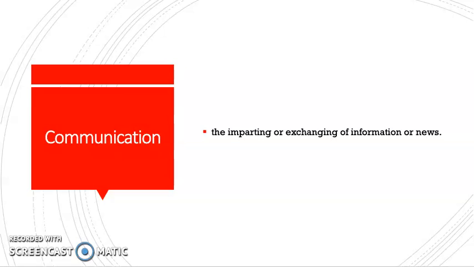To first understand the nuances of the different forms of communication, we must first break down what communication is to begin with. Communication is the imparting or exchanging of information or news. It is the talking, it is the conversations that happen between humans.